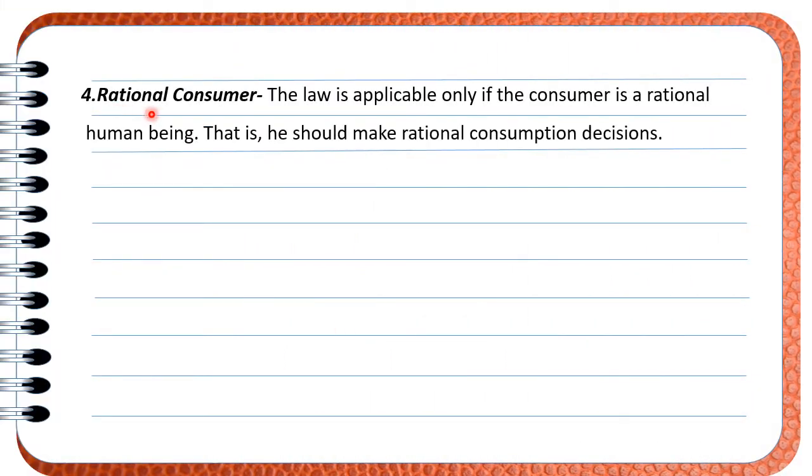The next assumption is a rational consumer. The law is applicable only if the consumer is a rational human being. That is, he should make rational consumption decisions: I should consume or I should not consume.